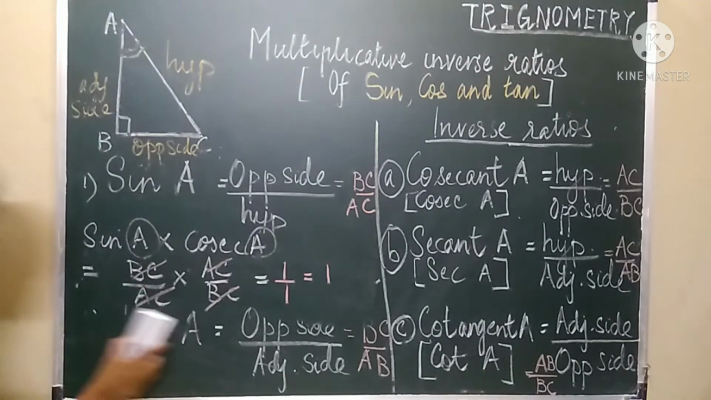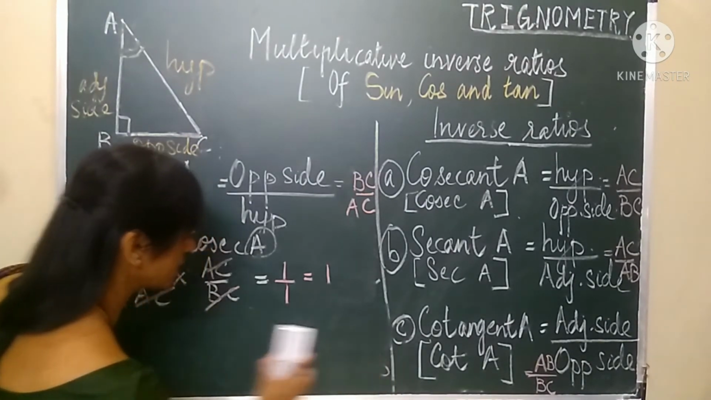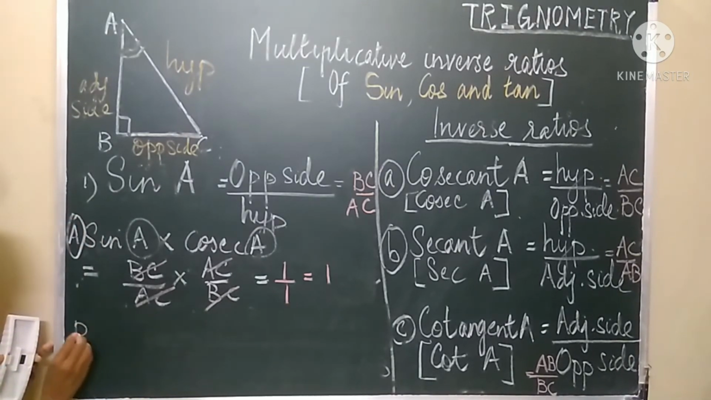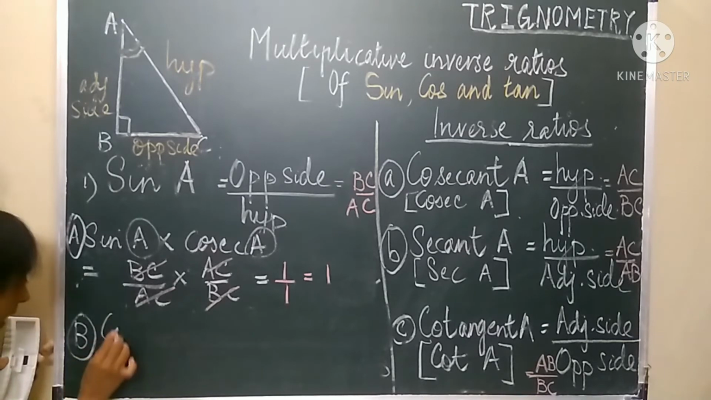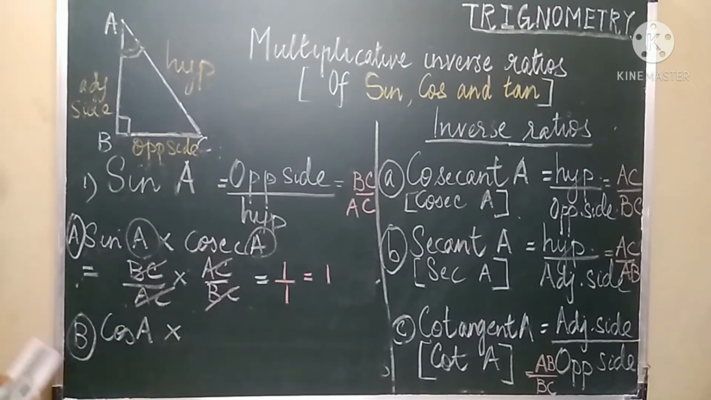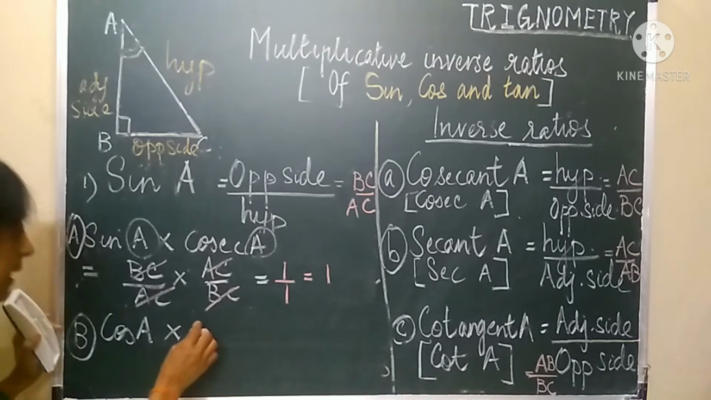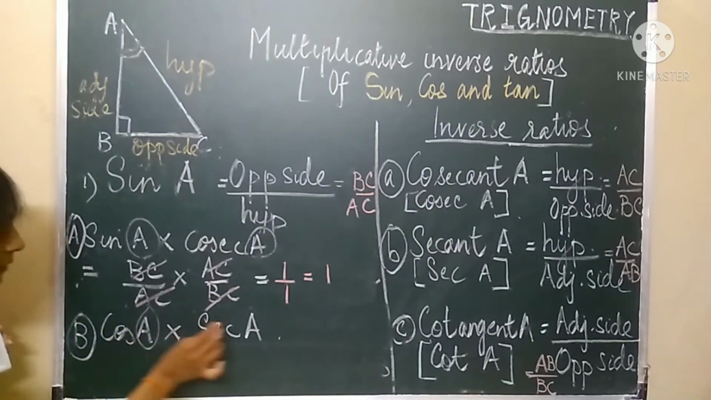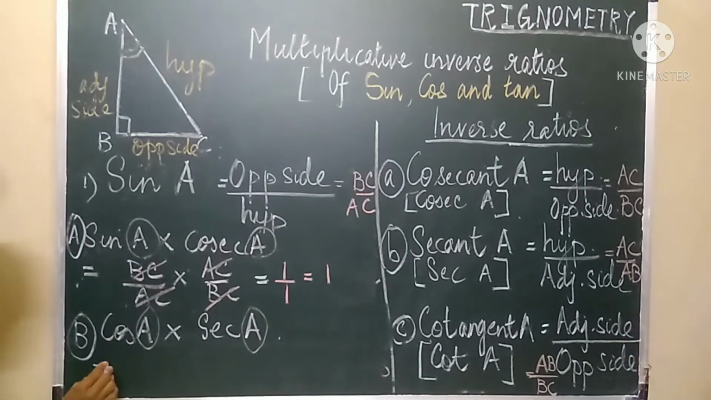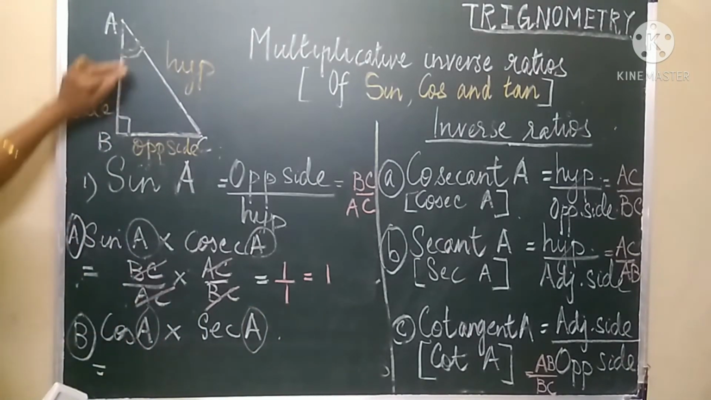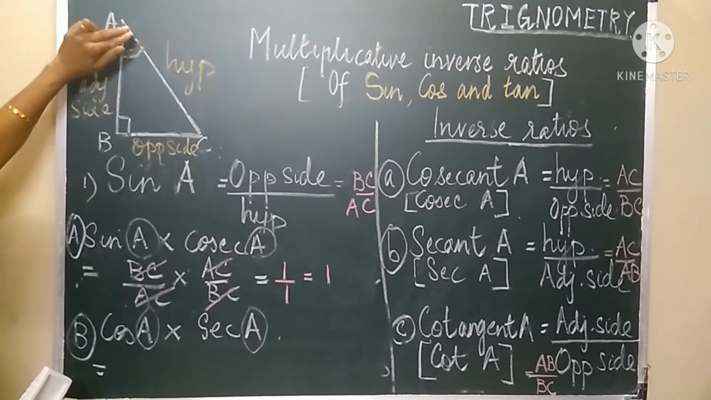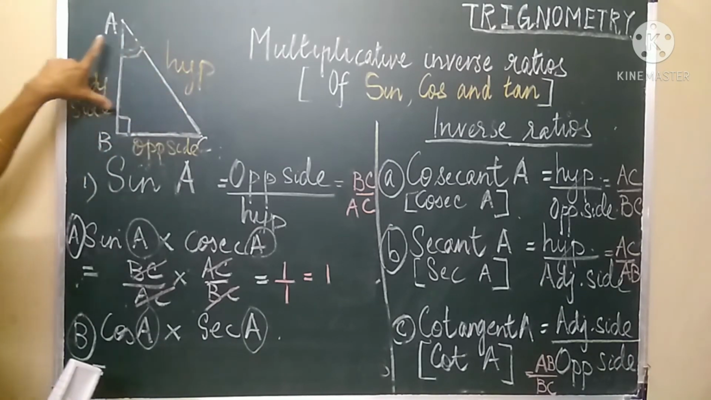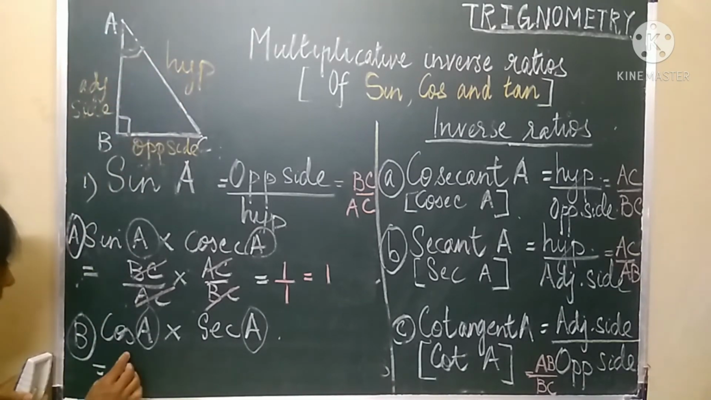Let's see for the second one, that is cos. Now let's see for the second one. Cos of angle A multiplied with its inverse, that is sec of the same angle. We are dealing with the same acute angle. Let's see the answer. What is cos of any angle? Over here we are referring to angle A. What is cos of any angle? Adjacent side upon hypotenuse, that is AB upon AC.